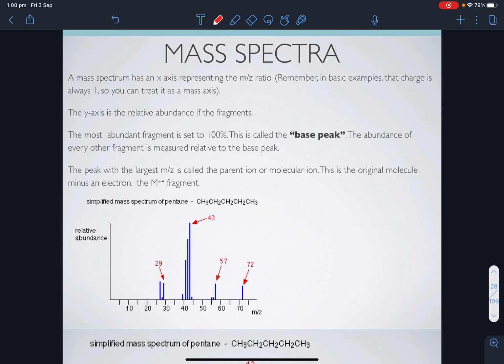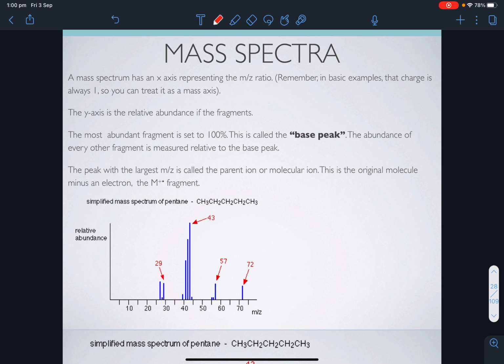Hi chemists, in this video we're going to look at how to interpret mass spectra and what they mean, okay? Last video we looked at how a mass spectrometer works. Now we're looking at the information that it spits out at us and how we can work that back into going, that was the molecule that was put in.